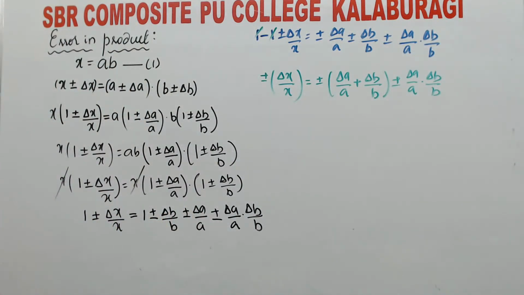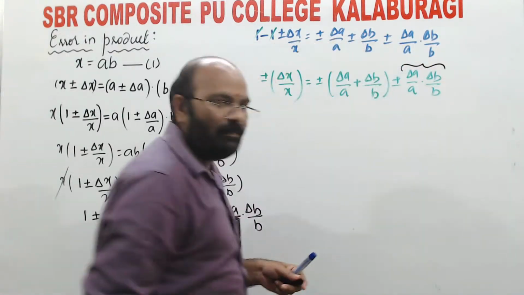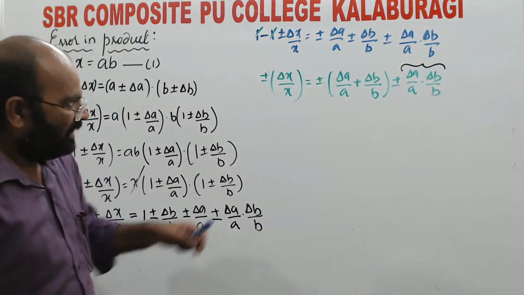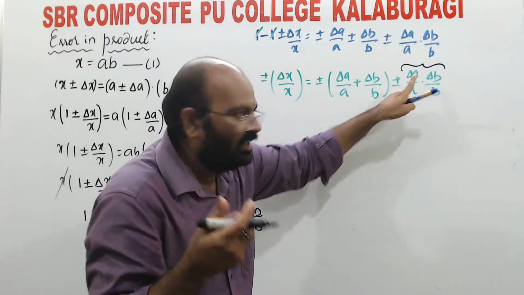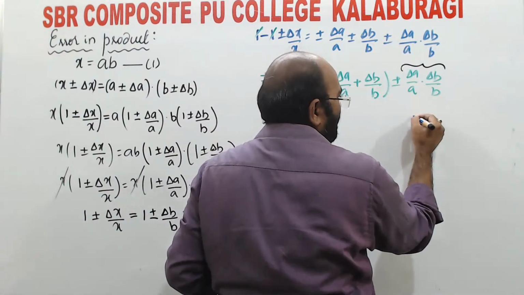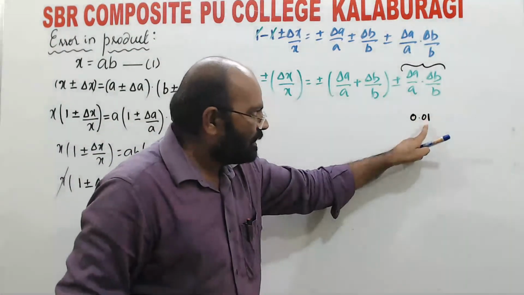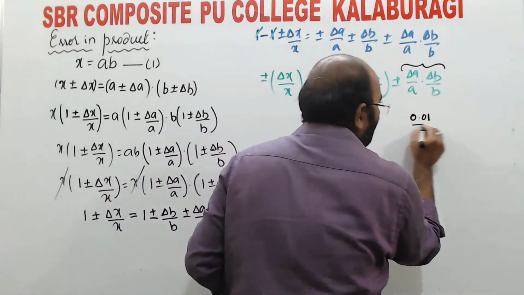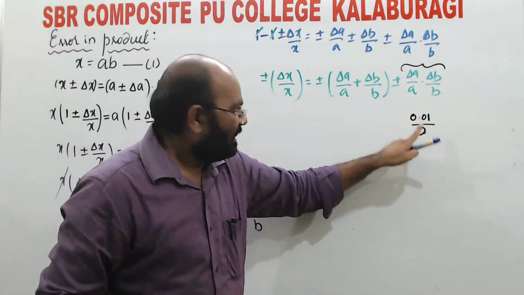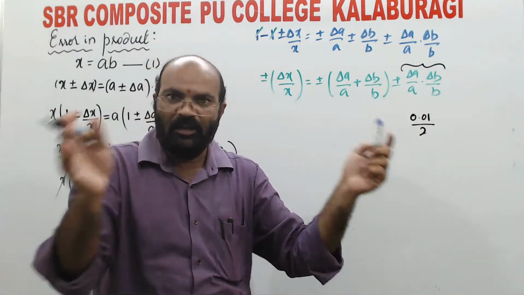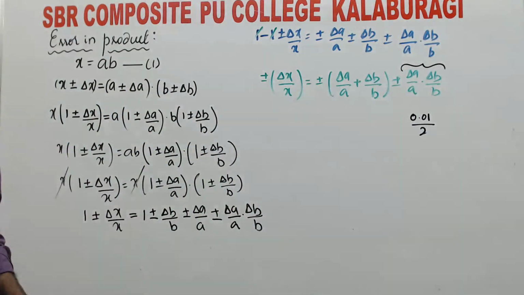I will use the simple method over here. This term delta A by A, delta B by B is a very small term. You see, delta A is called absolute error, and the error is already very small. For example, 0.01 is the error we have, and imagine this value is 2, the mean value or true value. Then divide this once again. Is it a huge value or a very small value?